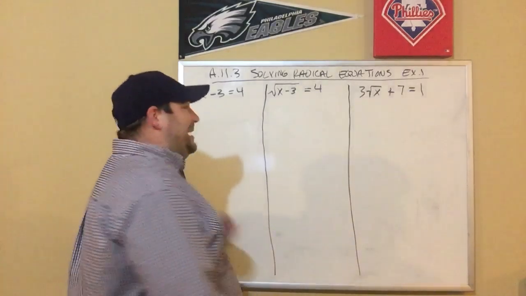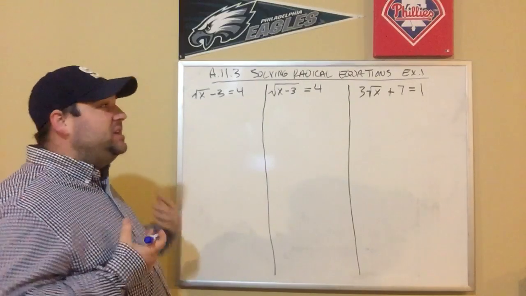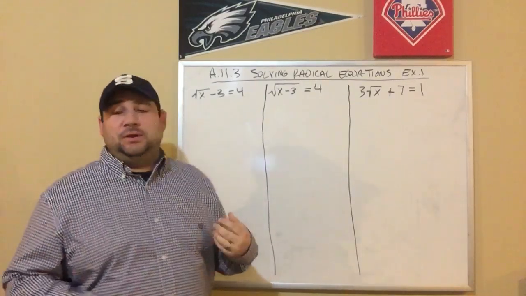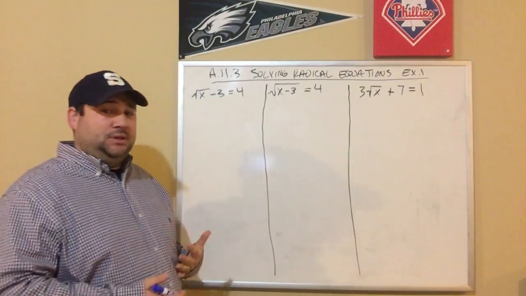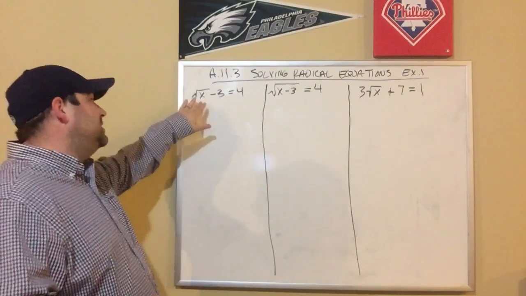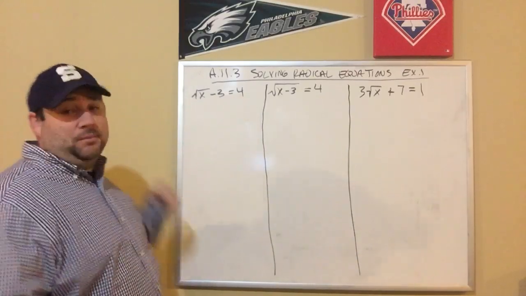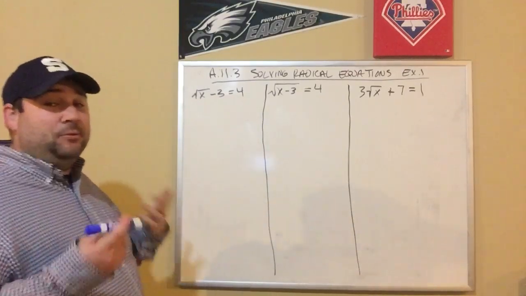All right, algebra. So today we are solving radical equations. That's going to be an equation that has a variable in a square root. So I've got three examples here to start with. The first one says square root of x minus 3 equals 4. So the square root of some number, and then we subtract 3 from it, we're going to get 4.